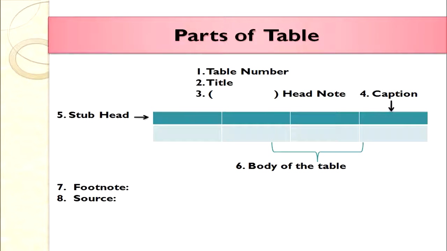Third, head note, which is given in brackets and tells you more information about the title. Then comes caption, then subheads, and we can see the body of the table, the most important part, where all the information is present. Next, footnote, just below the body of the table. After that, source. So, how many parts of the table are there? There are 8 parts of the table. Now, we are going to discuss them in detail.